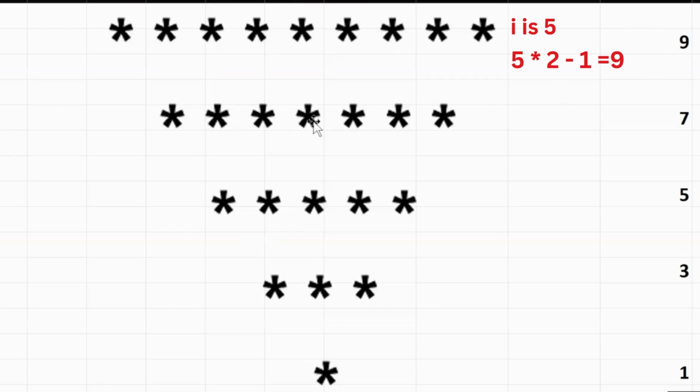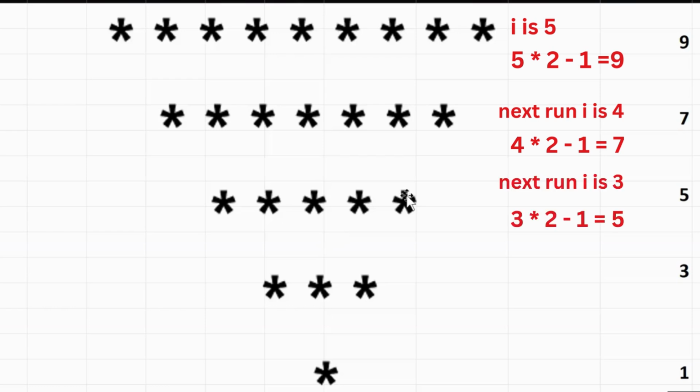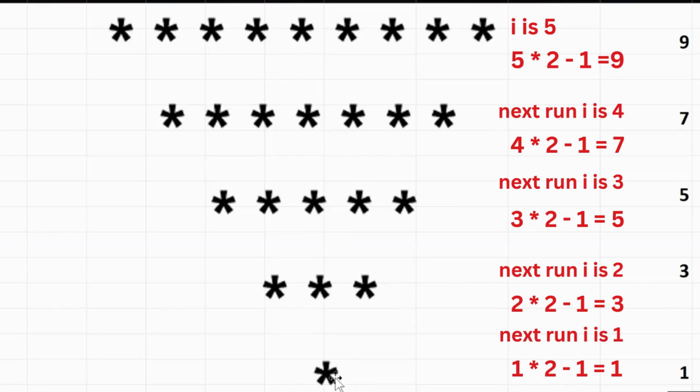Okay. When the loop variable is 4, 4 twos are 8, and 8 minus 1 is 7. When the loop variable is 3, 3 twos are 6, and 6 minus 1 is 5. And when the loop variable is 2, 2 twos are 4, and 4 minus 1 is 3. And this way, the last one is 1. So 2 ones are 2, and 2 minus 1 is 1. So this way you can write the condition.